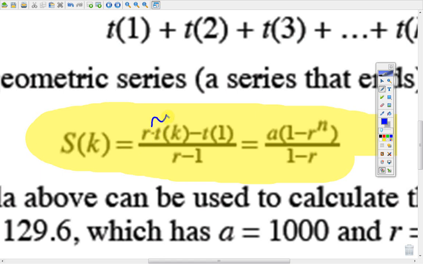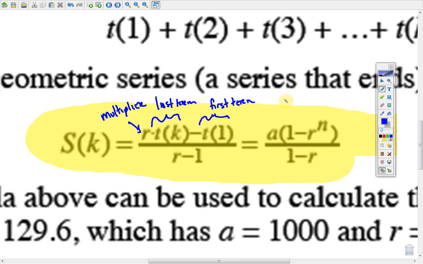So t of k is the last term. t of 1 is the first term. r is your multiplier. So we have the multiplier times the last term minus the first term over the multiplier minus 1.